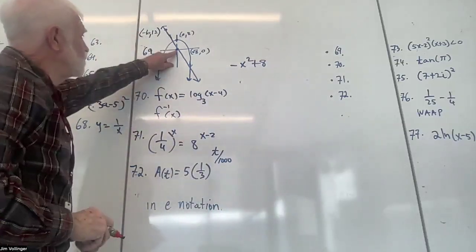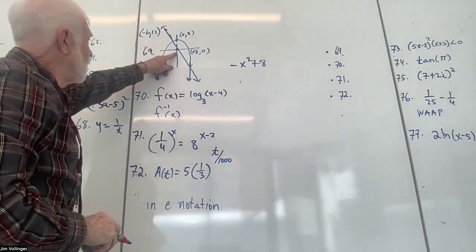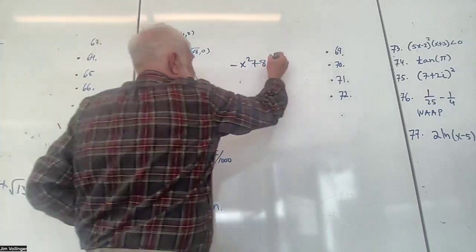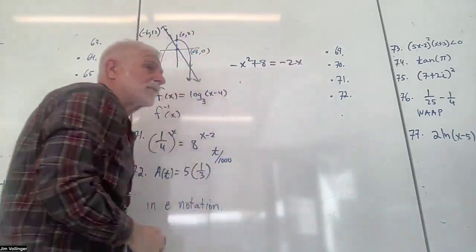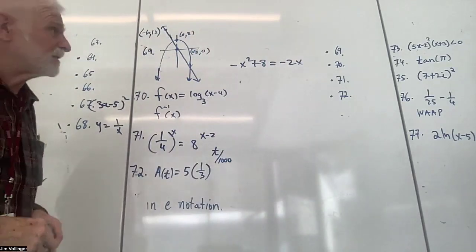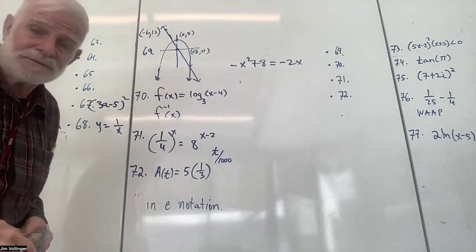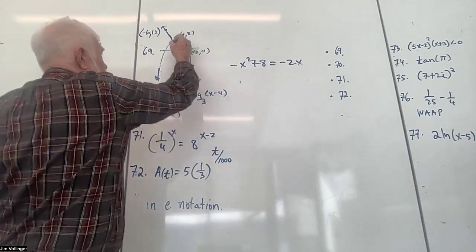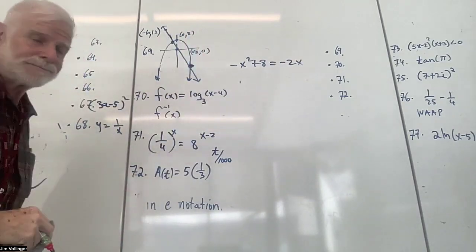This one here goes through 0, 0. So down 12 over 6. So that's negative 2x. Okay. That's an equation, which I could solve. And then you could nail the coordinates of the intersection.